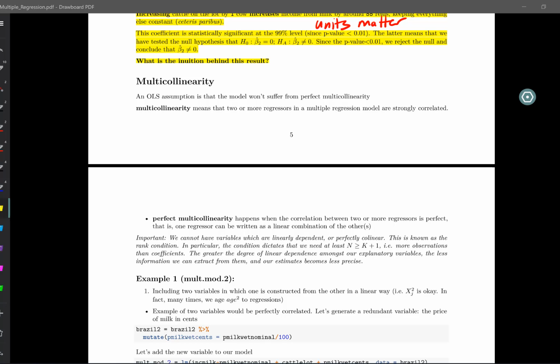The next topic is multicollinearity, and just as with omitted variable bias, we care about this because it could affect our estimates. An OLS assumption is that the model won't suffer from perfect multicollinearity. Multicollinearity means that two or more regressors in a multiple regression model are strongly correlated. And within multicollinearity, we find perfect multicollinearity, which happens when the correlation between two or more regressors is perfect.